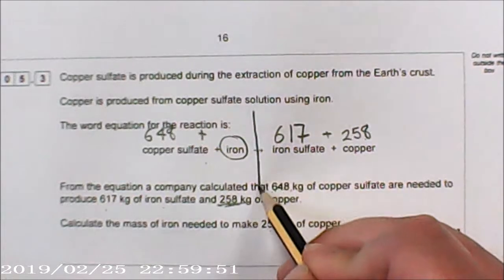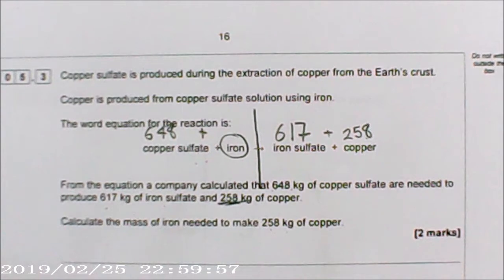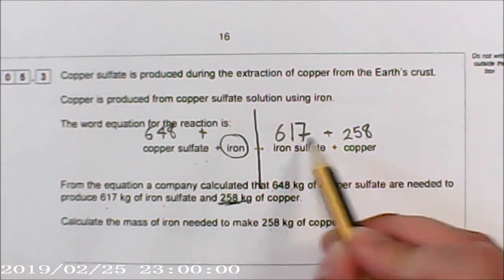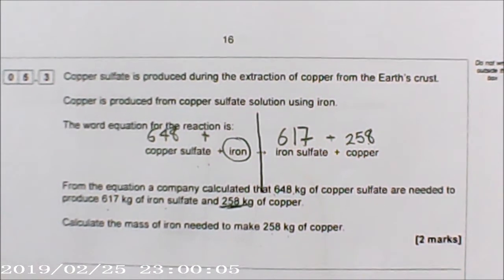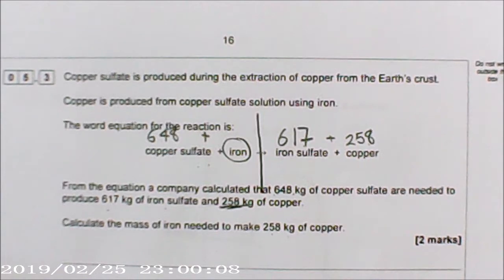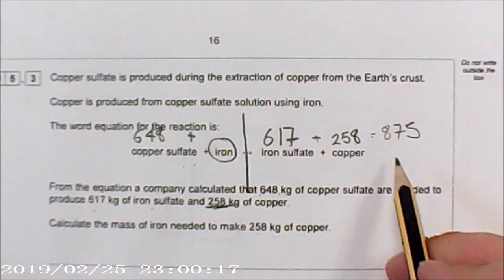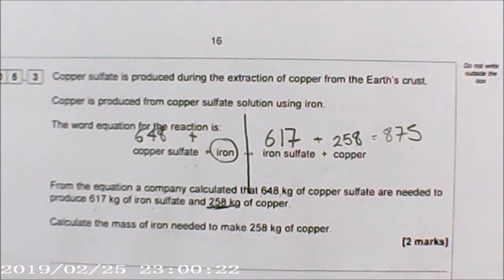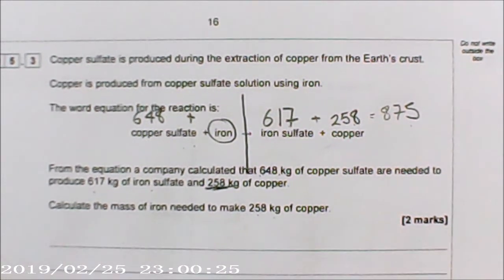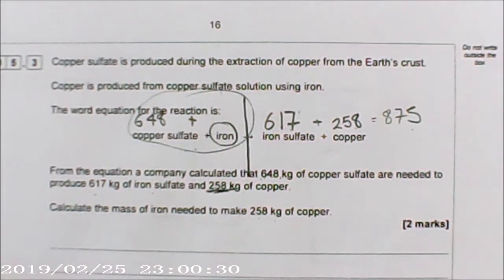In a reaction, whatever goes into the reaction must come out. Okay, that is conservation of mass. So if we add these two numbers together, I just use my calculator. 617 plus 258, that gives me 875. Now if you write 875 or 617 plus 258, they give you a mark. Okay, so the total is 875. So this has to be 875.